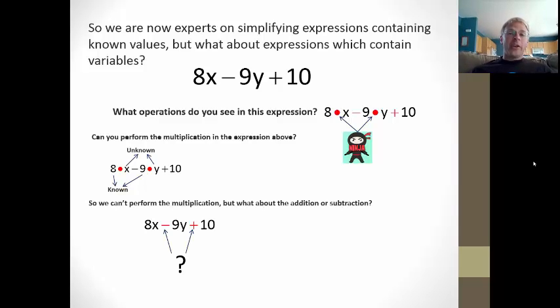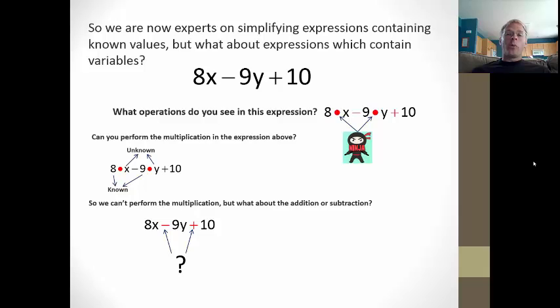Well, what about the addition and subtraction? Again, we come into a problem here. I can't add the 9y and the 10 because the 10 is known and the 9y is a term where it has an unknown. I also can't subtract the 8x and the 9y because x and y are different unknowns. I don't know what they are. So the question then begs, how do we ever perform any operations if our expressions have variables?